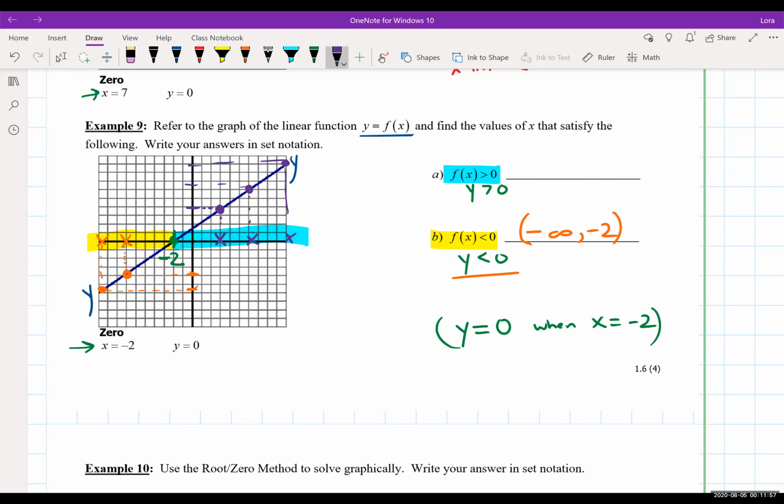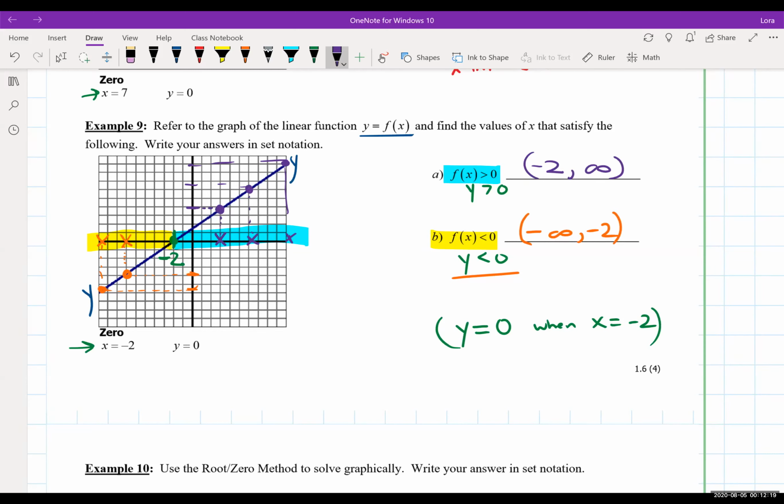So if we want to name our teal region, all those particular x values, where we have it, they're going to name that teal region. We're going from -2 to positive infinity.